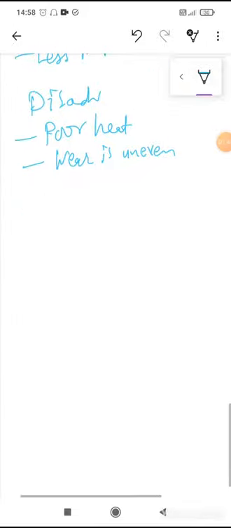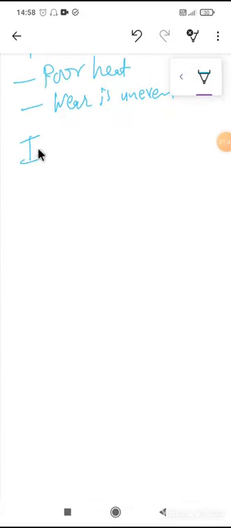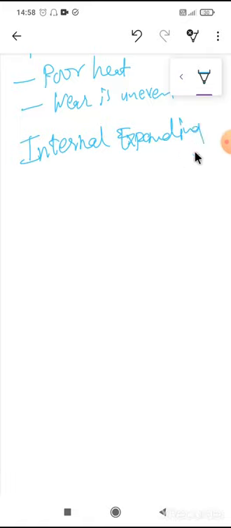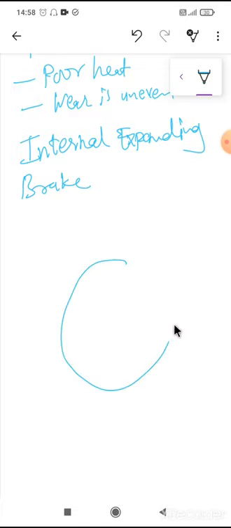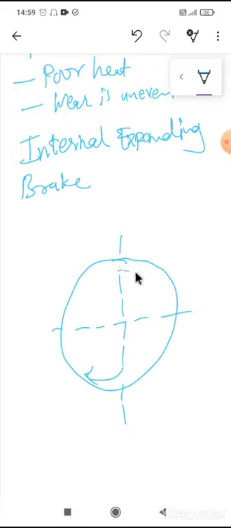Now let's see another brake, that is the internal expanding brake. This is also a very important brake. So, internal expanding brake. Suppose I draw the drum first. This is the drum. It is rotating in the clockwise direction. This is the center line. Then suppose there is a shoe inside the drum. So this is the shoe here, and this is the pivot.